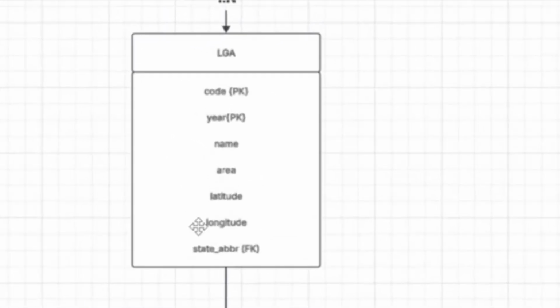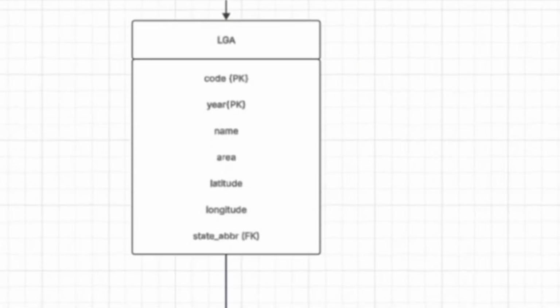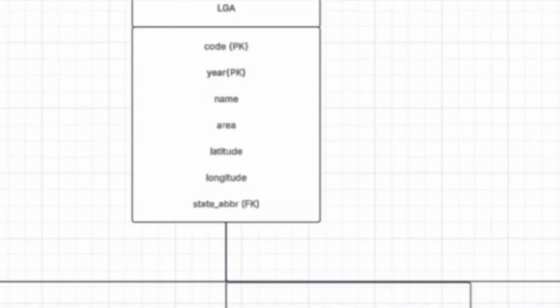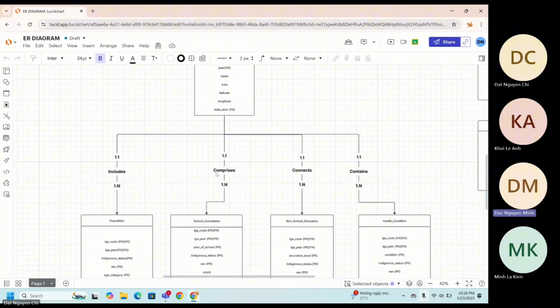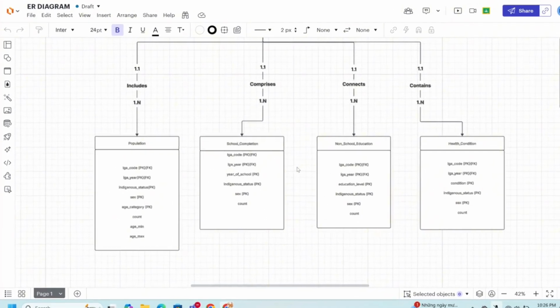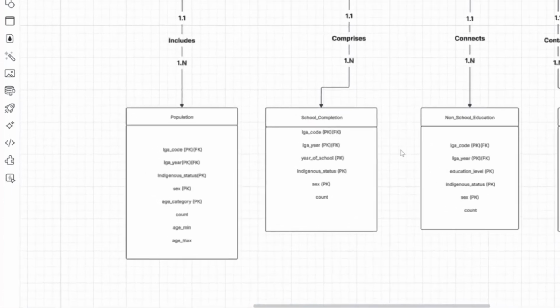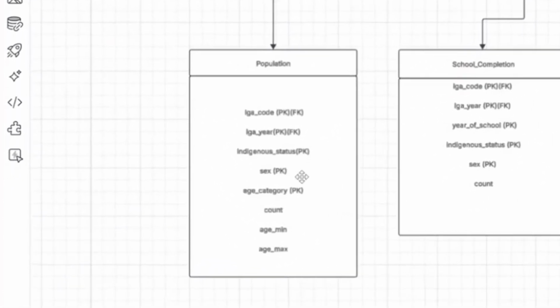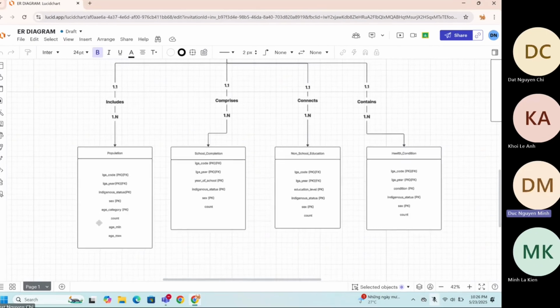Every LGA is uniquely identified by a combination of code and year, allowing us to track changes over time. It also includes metadata like area, latitude, and longitude. From each LGA, we branch into 4 key datasets. Firstly, population tracks demographic details like age group, sex, and indigenous status, along with population counts.